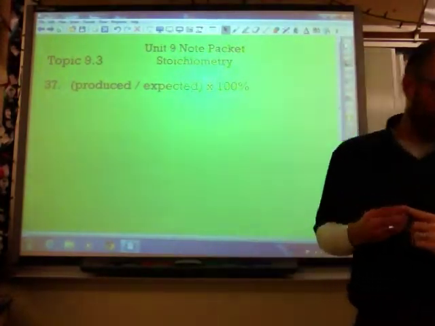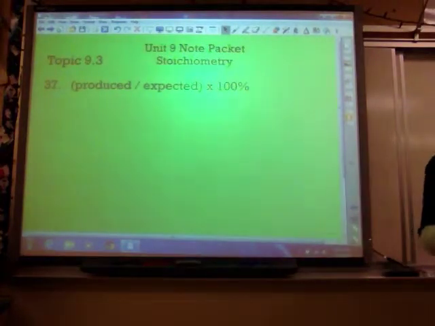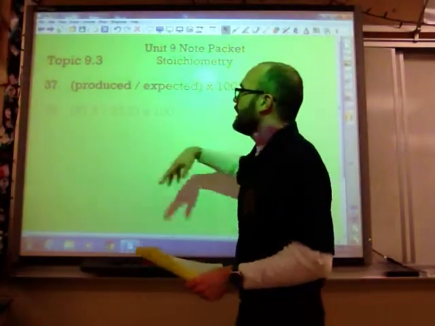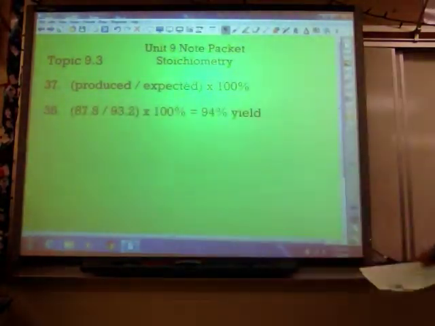The problem reads, given a lab, you make 87.8. Is that the correct value or is that the wrong value? If you make it in the lab, is that the correct value or the wrong value? That is the wrong value. You were supposed to produce 93.2. Here is the simplified way of doing this.